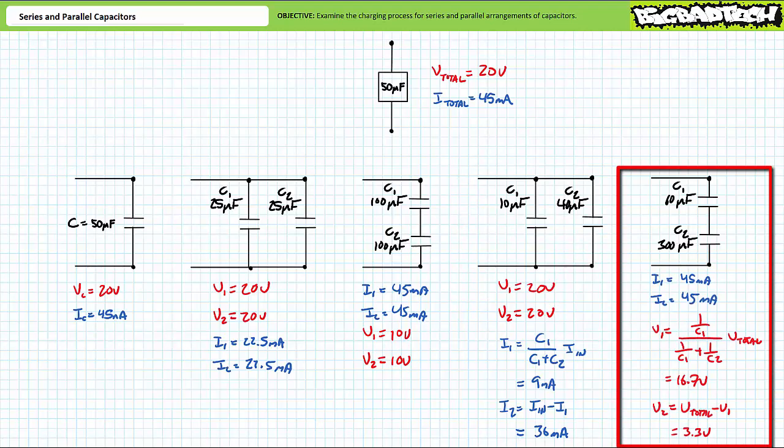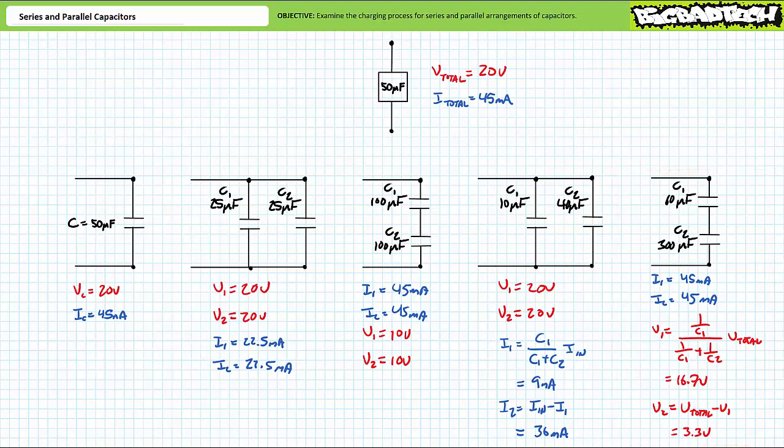Finally, scenario 5. The elements inside the box labeled 50 microfarads were a series combination of a 60 microfarad and a 300 microfarad capacitor. The current through these capacitors would be the same, and voltage would be apportioned unequally between them. I1 equals 45 milliamperes, as does I2. Application of the indirect proportionality equation demonstrates that V1 equals 16.7 volts, and V2 is the remaining 3.3 volts. More voltage appears across the smaller capacitor because it's more full, and less voltage appears across the larger capacitor because it's less full. It makes sense.